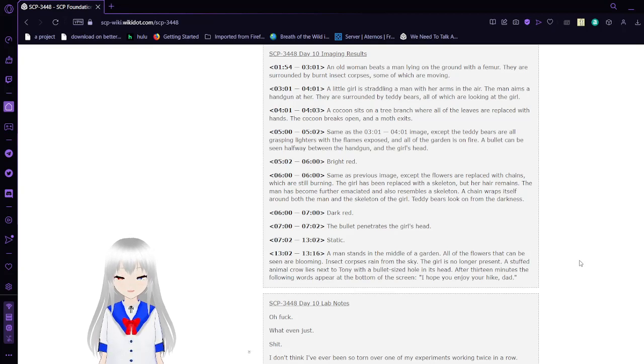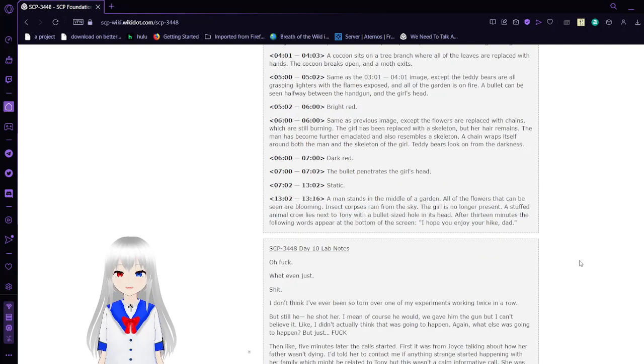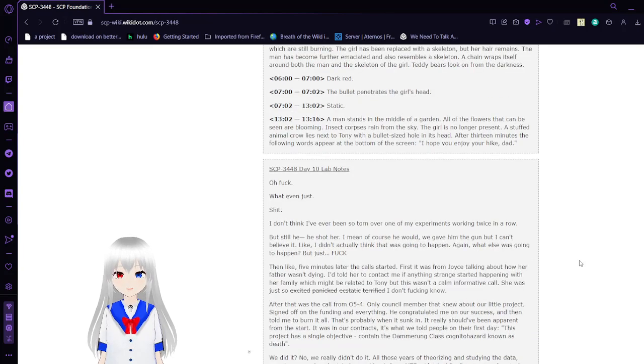600 to 700. Dark red. 7 to 702. The bullet penetrates the girl's head. 702 to 1302. Static. 1302 to 1316.